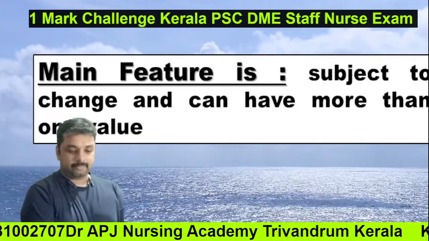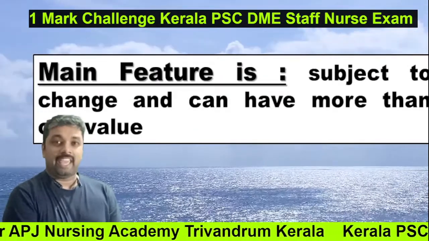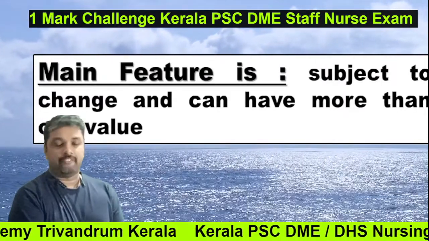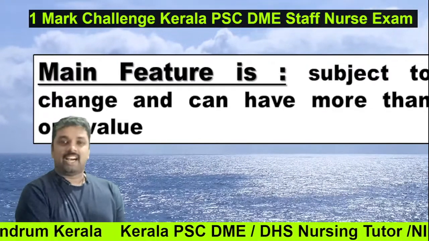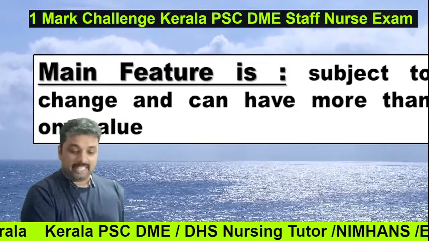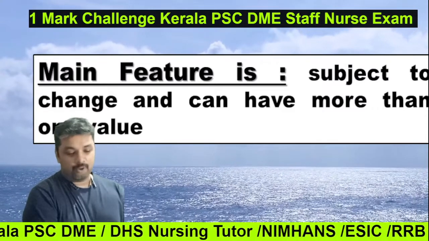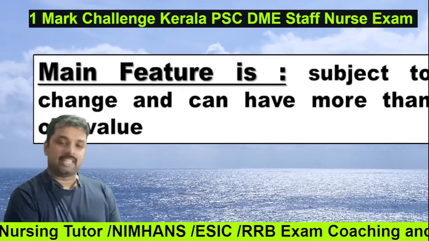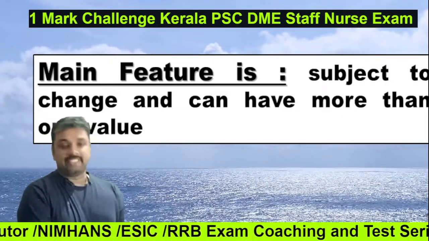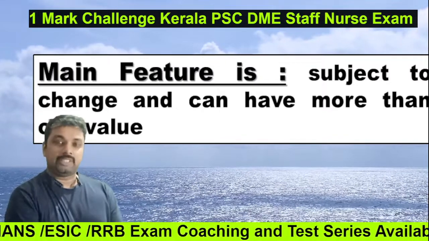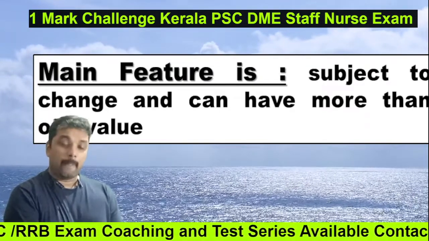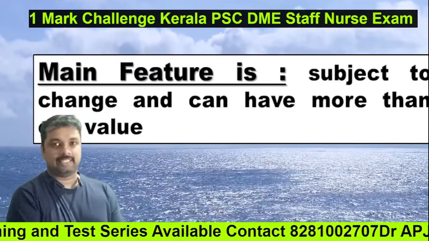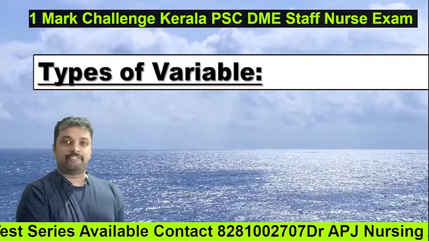Next, the main feature of a variable. Variables are subject to change and have more than one value at the end of the research. Once again, the main feature is that they are subject to change and can have more than one value at the end of the research.